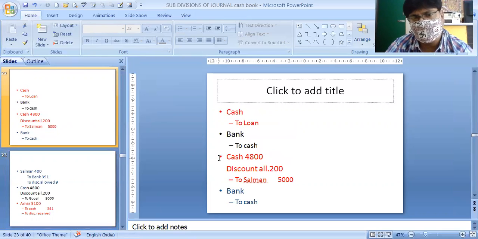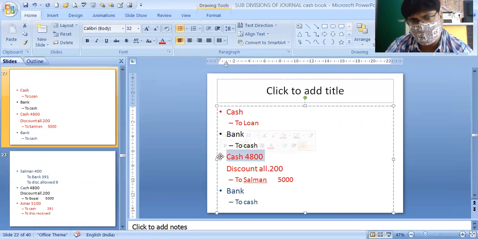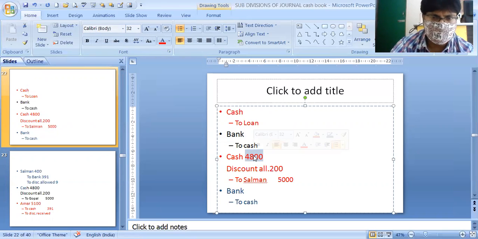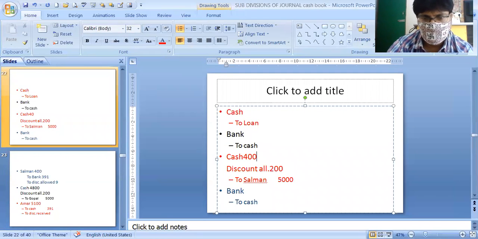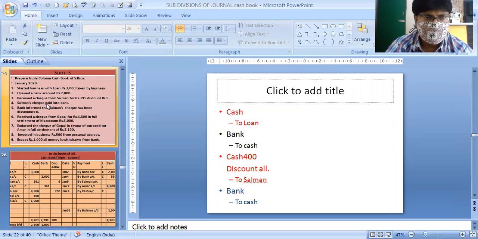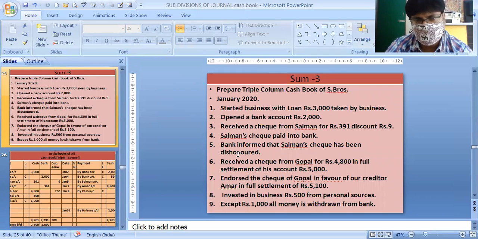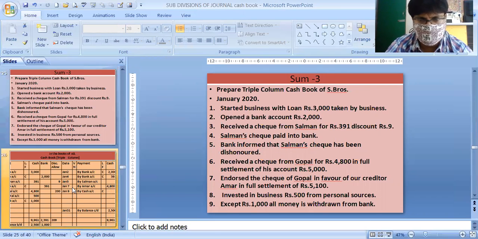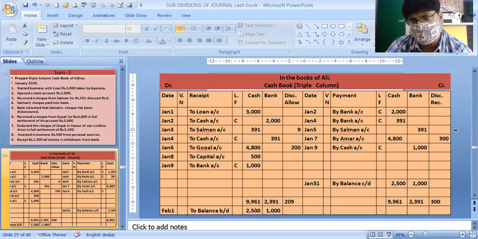That time when we received the check from Salman, it was cash account debit, discount allowed account debit, it was 400 there, cash account debit, discount allowed account debit, and Salman account debit. Anyhow, let's see the fifth entry's proper transfer, dishonored. So we have written by Salman and 391.